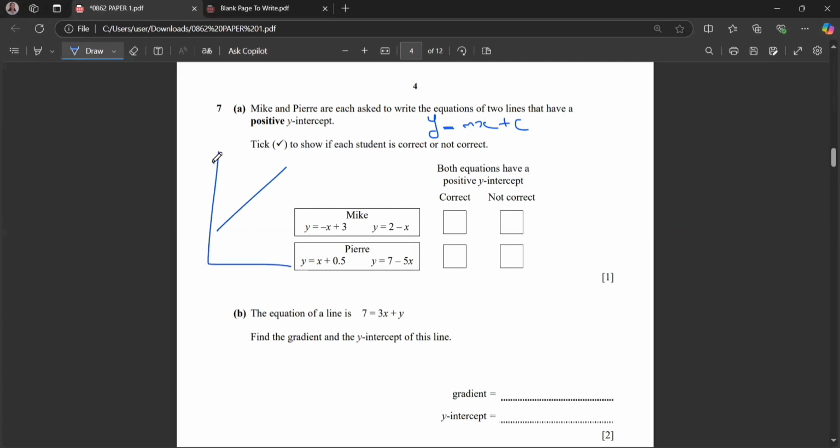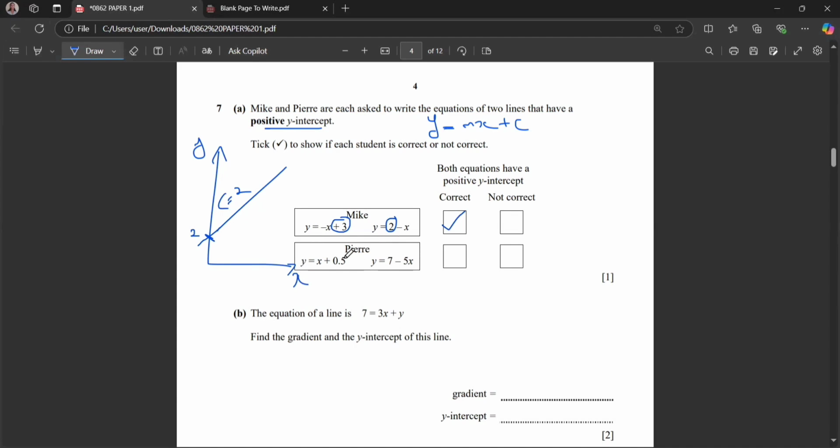Suppose this is a graph, this is the y-axis, and this is the x-axis. Y-intercept means the point at which the straight line cuts the y-axis. Suppose it cuts at the point 2, then we say y-intercept c is equal to 2. So they are asking here for positive y-intercept. Now, Mike: y is equal to minus x plus 3. Whatever is added to the x, that constant number is what you call the y-intercept, right? So here this is positive, and for y is equal to 2 minus x, the constant number is also positive. So correct. Both the equations have a positive y-intercept.